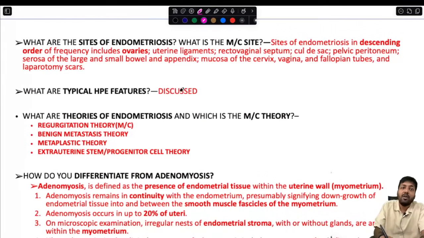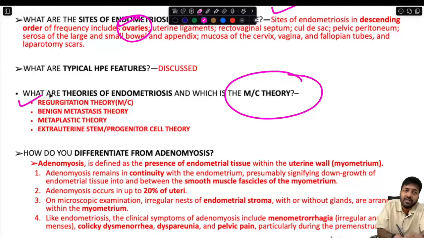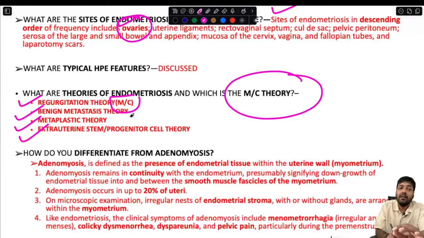So what are the sites of endometriosis and what is the most common site? The sites of endometriosis, in descending order of frequency, include the ovaries, uterine ligaments, rectovaginal septum, cul-de-sac, pelvic peritoneum, serosa of large and small bowel as well as appendix, mucosa of cervix, vagina, fallopian tubes, and laparotomy scars, the most common site being the ovaries. Now, what are the typical histopathological features? We have already discussed. Now, what are the theories of endometriosis and what is the most common theory? The theories include regurgitation theory, benign metastasis theory, metaplastic theory, and extrauterine stem or progenitor cell theory, and among them the most common is the regurgitation theory.